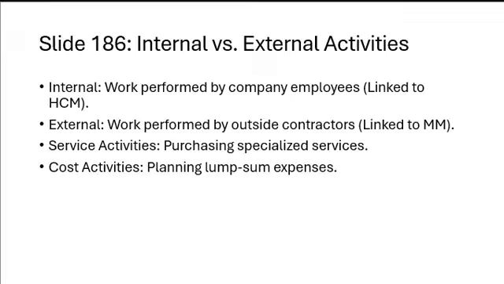Internal versus external activities. So internal activities are performed by company employees directly. External activities are performed by hired outside contractors. Service activities involve purchasing specialized external services. Cost activities plan lump sum expenses for the project. Internal activities link with the Human Capital Management system, HCM. External activities link with the material management process, the MM process. Activities will ensure resources are allocated correctly across the project.